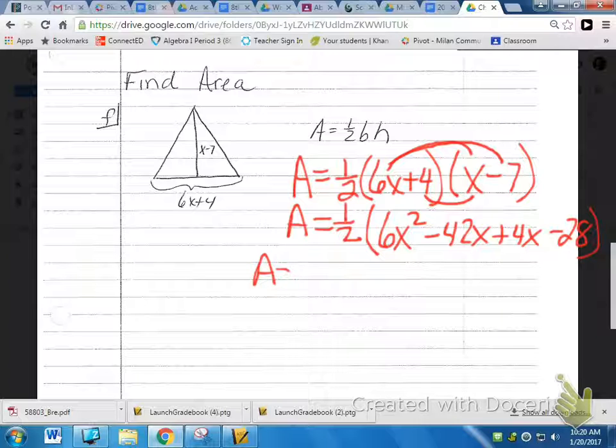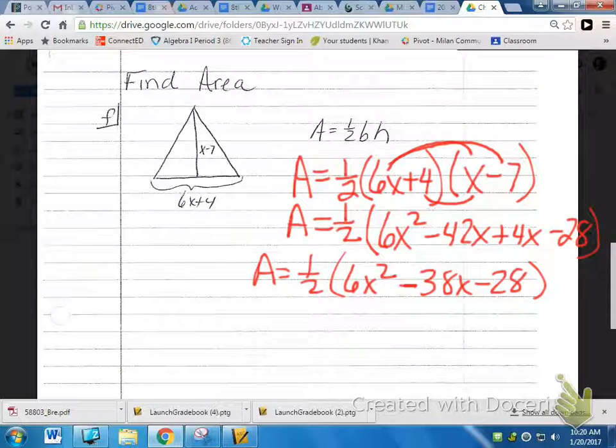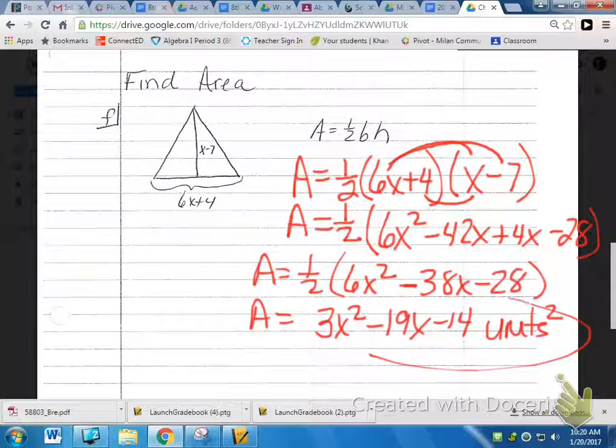Before I apply that 1/2, I'm going to simplify what's in there. So 6x squared minus 38x minus 28. I'm not done. I've got to apply 1/2 and distribute it. So if I apply 1/2, 3x squared minus 19x minus 14. It didn't give me any units, so how do you think I should answer? Units squared. Okay, that's a very good application problem there. Questions about that? Great.